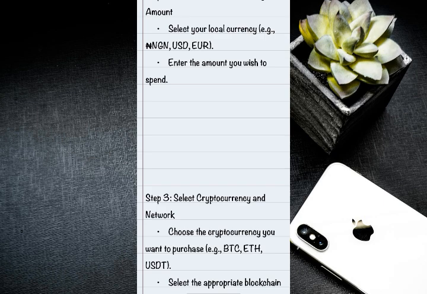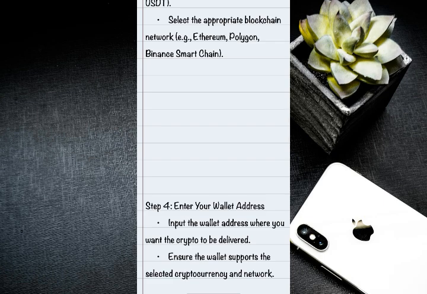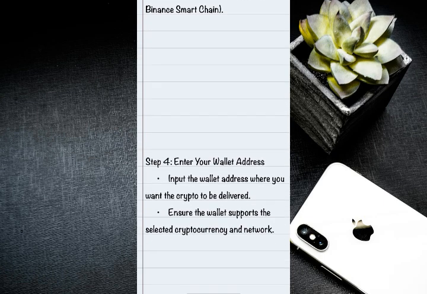So choose the cryptocurrency you want to purchase together with the network. You can pick from the appropriate blockchain network, which is the Ethereum blockchain or the Binance Smart Chain. Then after that, you have to input the wallet address where you want the crypto to be delivered. Ensure the wallet supports the selected cryptocurrency and network.